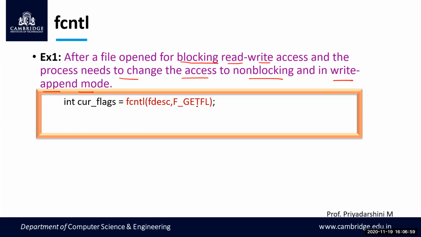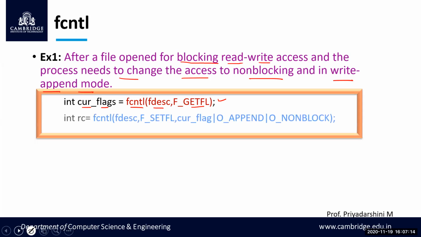So for example, how will I set it? First I should know what flag is set. Let me take the flag details. How do you take? I will give fcntl, give the respective file descriptor whose details you want, and I will say F_GETFL. I'll get all the flag details. When I get all the flag details, I know that it is actually blocking. What I will do, I will set it. A new set, I will store in RC value, fcntl for the same file descriptor, I should pass the same file.